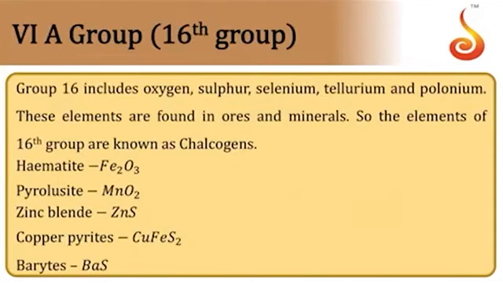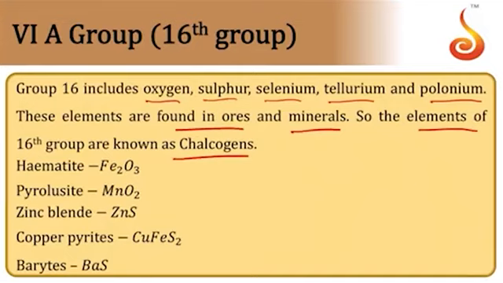Now let us discuss the properties of 16th group elements and their compounds. The 16th group includes oxygen, sulfur, selenium, tellurium, polonium. These elements are found in ores and minerals. So the elements of the group are called chalcogens. Chalcogens stands for ore forming elements.